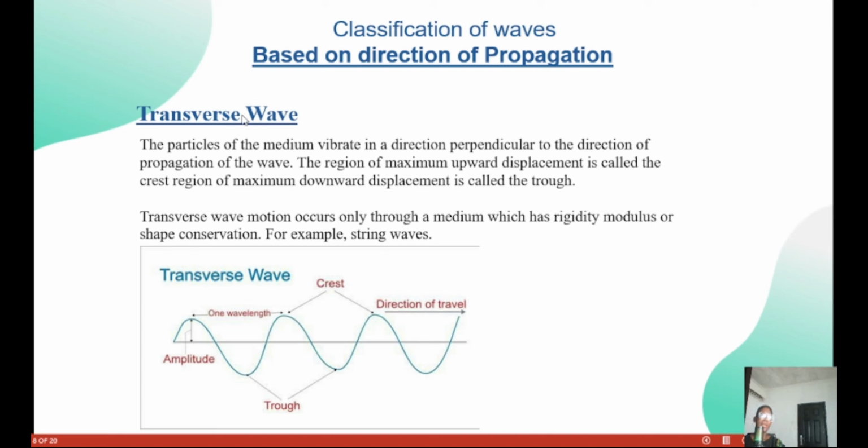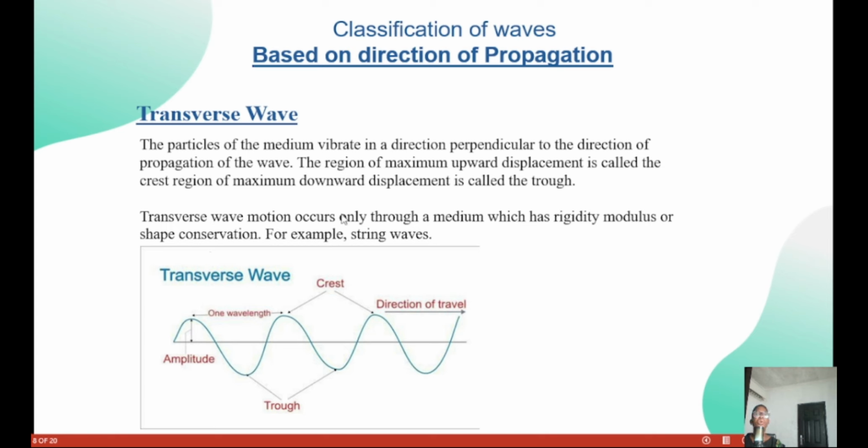So how do we define the transverse wave? The particles of the medium vibrate in a direction perpendicular to the direction of propagation of the wave. The region of maximum upward displacement is called the crest region, while the downward displacement is called the trough.